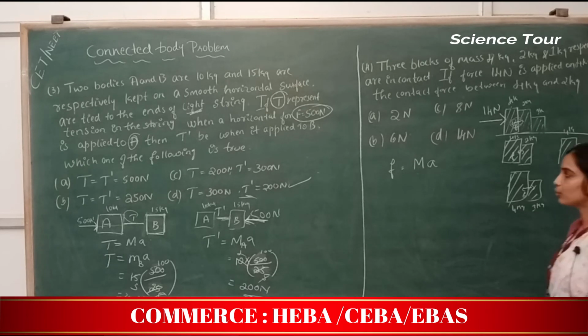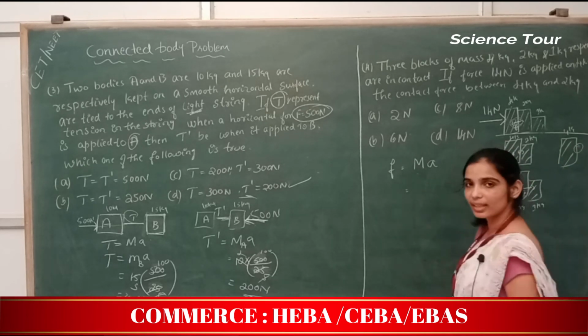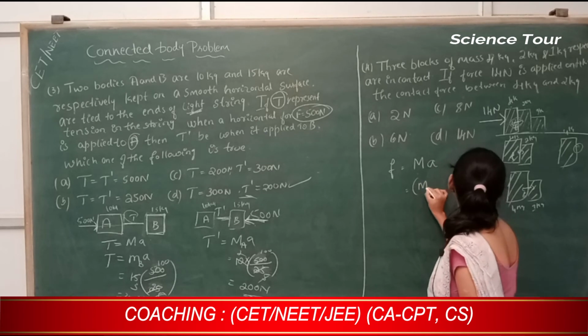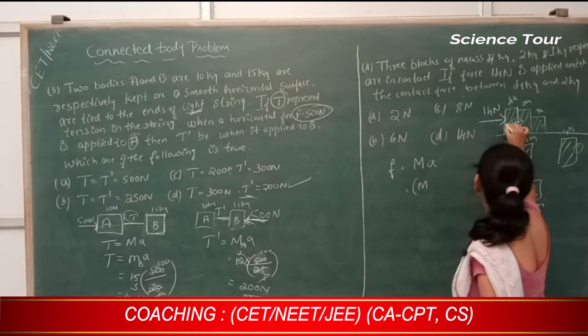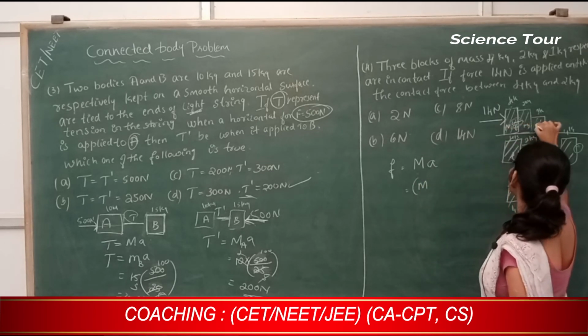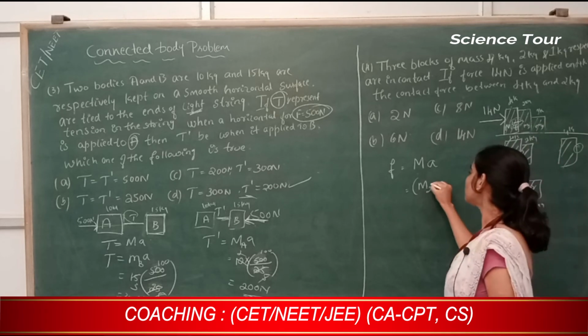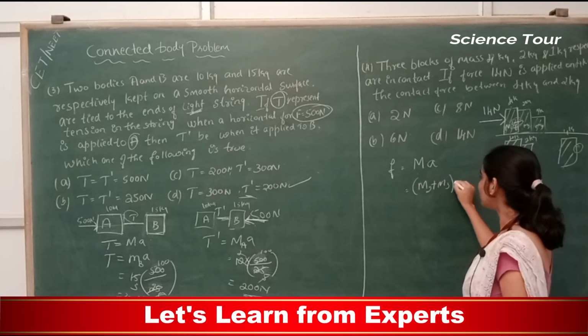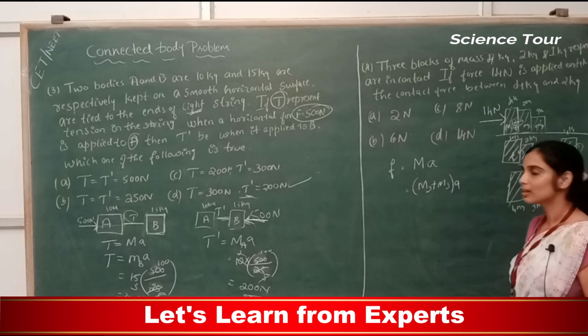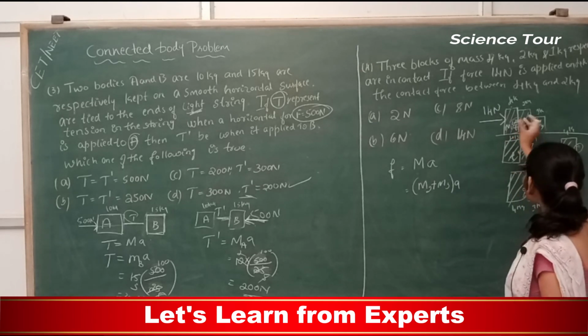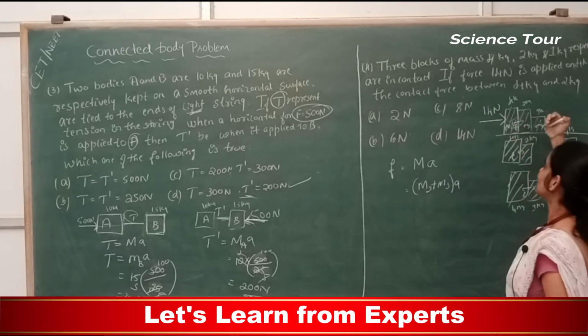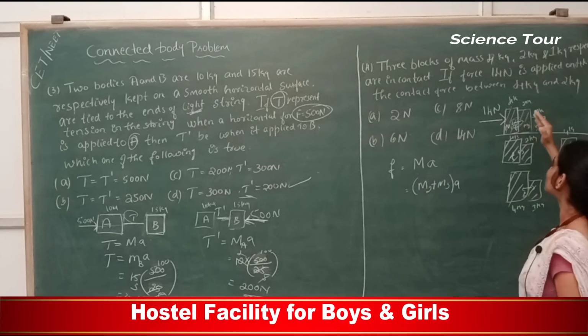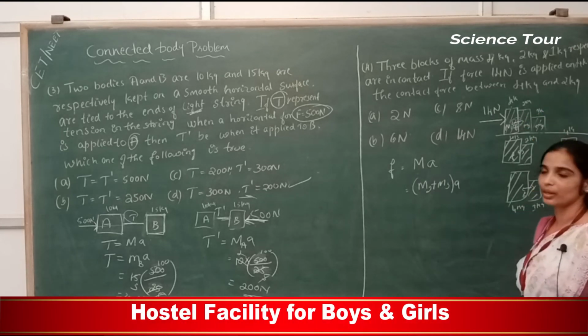So contact force is nothing but the sum of m2 plus m3, into a, if I call this m1, this m2 and this m3. Do you agree with that? Or else you can say that this contact force helps to accelerate m2 and m3.